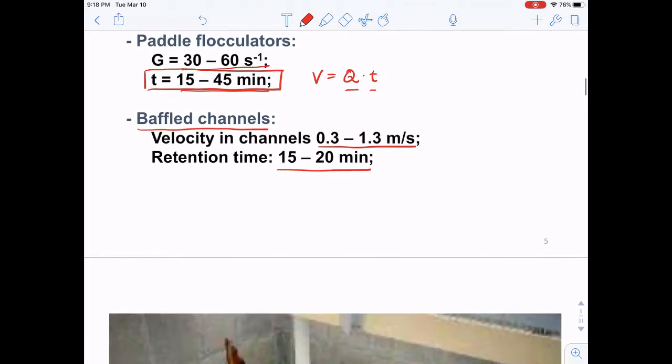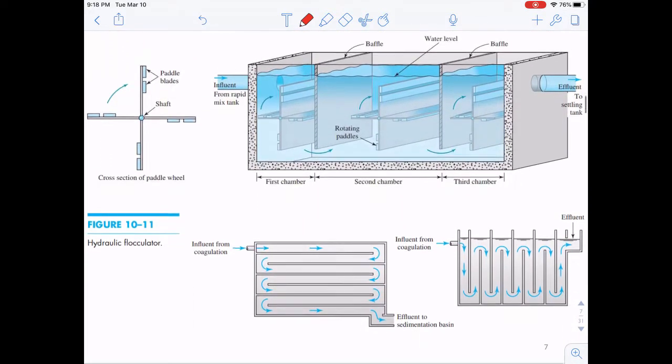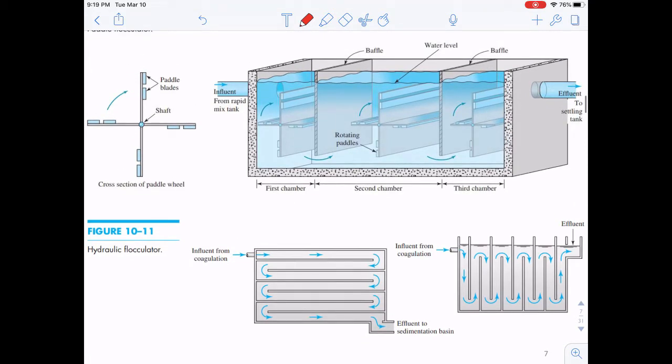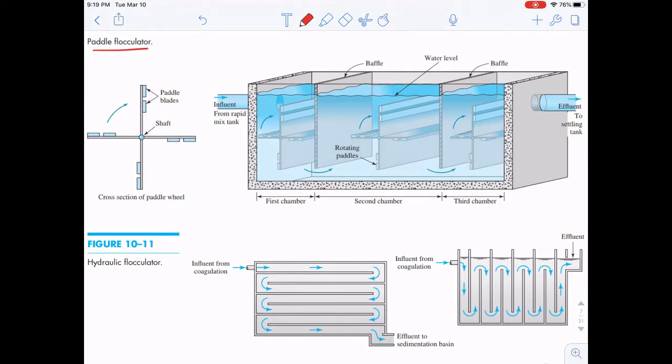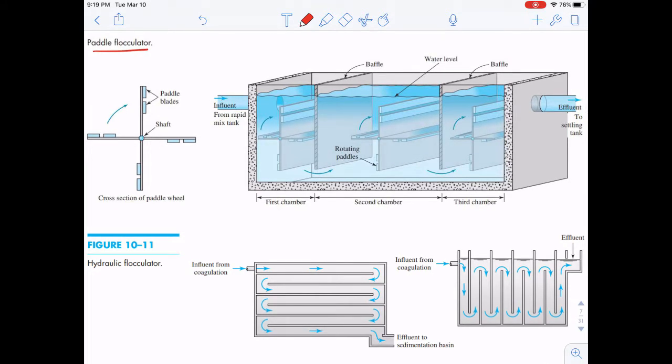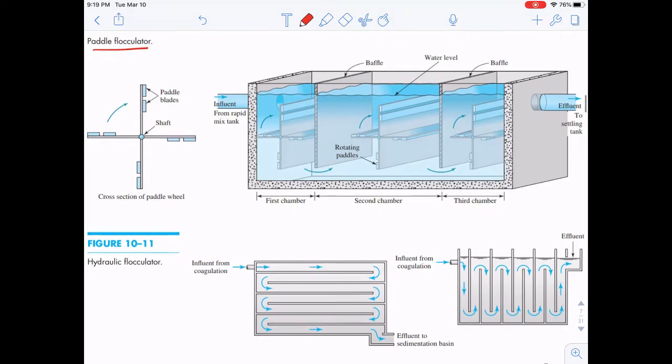So a channel flocculator or baffled channels typically look like this. Again, here this is showing a paddle flocculator. You can see there are paddles, and this is going to enhance the mixing of the particles in the water, and also promote the flocculation, to promote the growth of the larger particles.